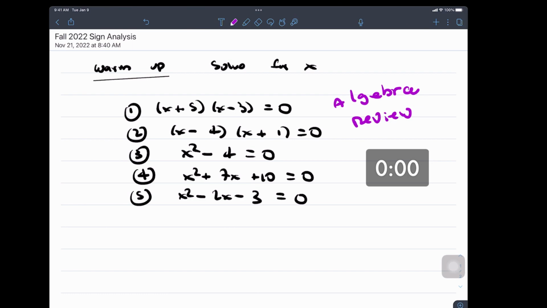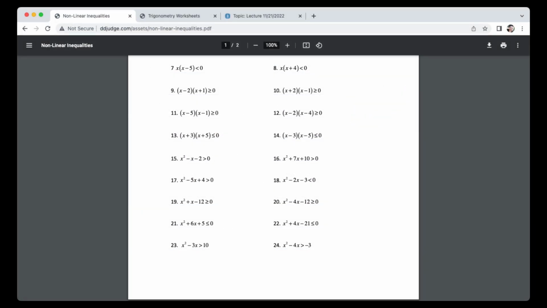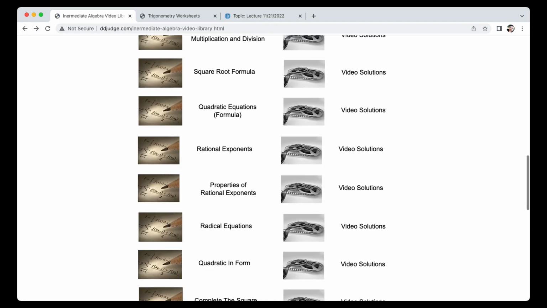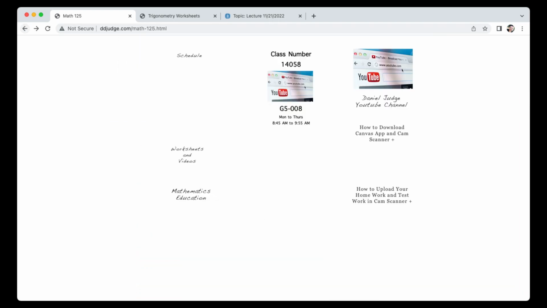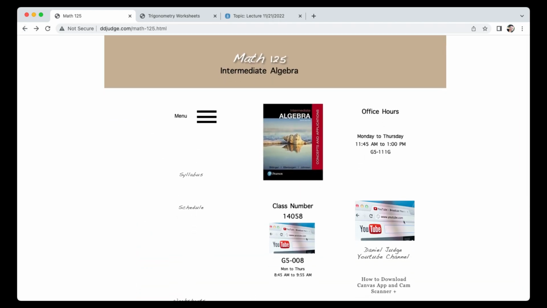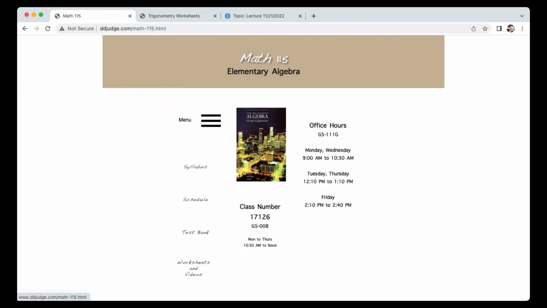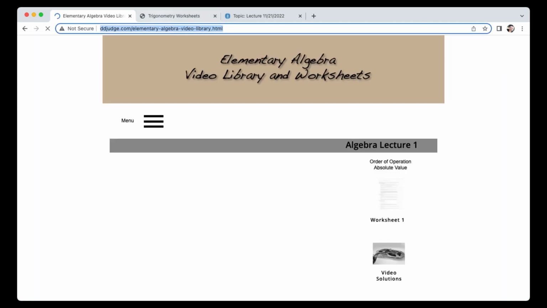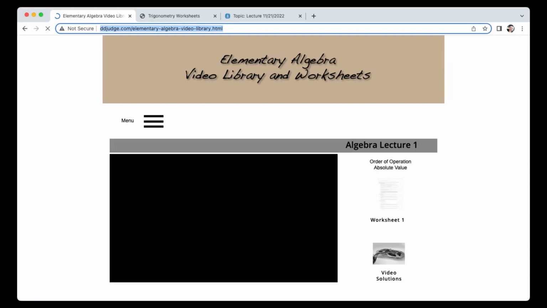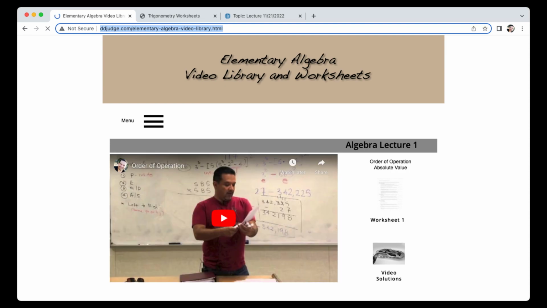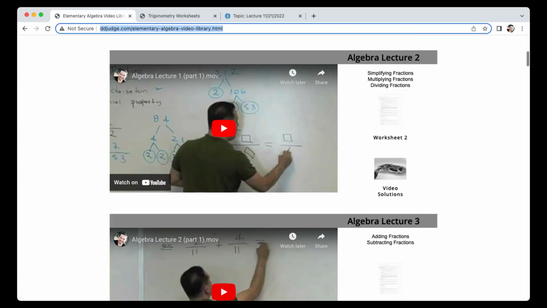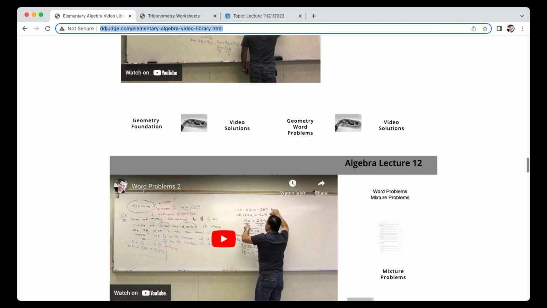All right, ladies and gentlemen, let's take a look at some of this stuff here. Let me go back and share with you some information. What we're looking at here can be found even at a 115 beginning algebra. So I do have a 115 website, with video lectures, lectures and worksheets, and video solutions.